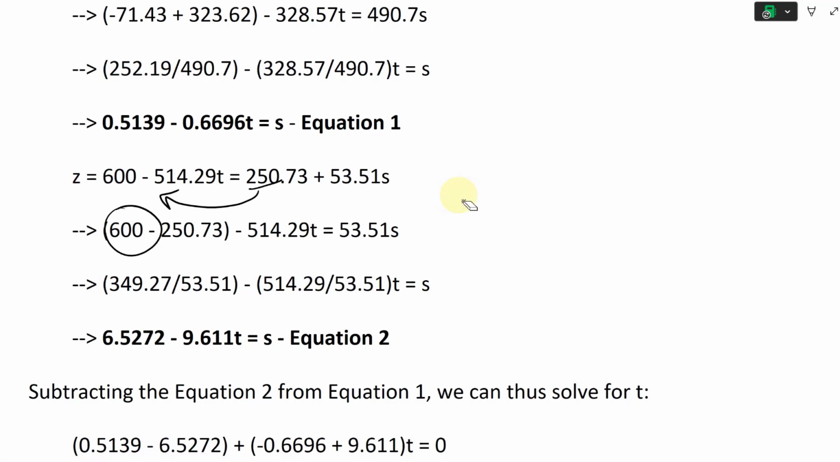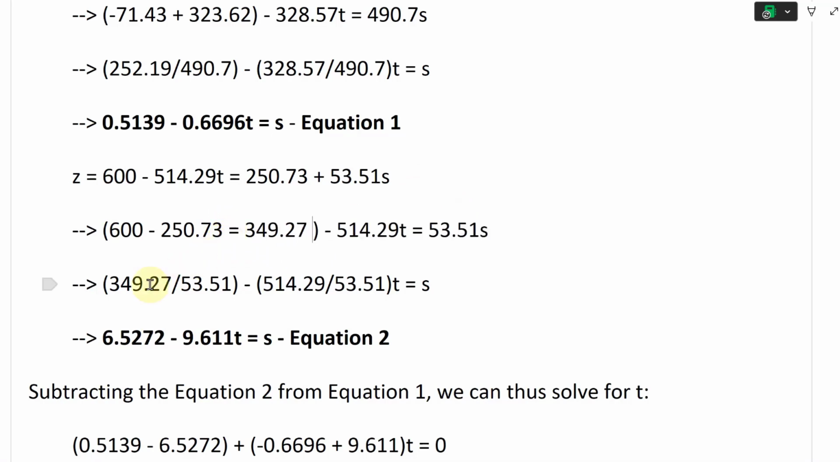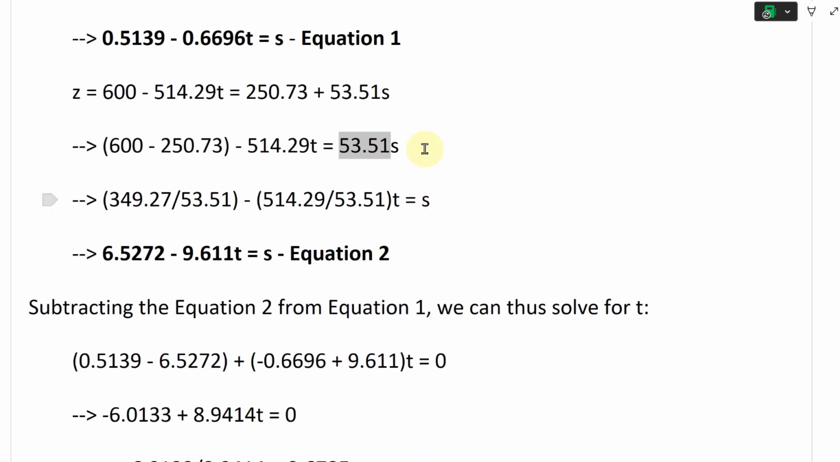So we'll have 600 minus 250.73, and then plug in this calculator. This equals 349.27. So that's this right here. And then we're going to divide everything out by 53.57 to just get s by itself, just like this one. So do that, and then divide this out.